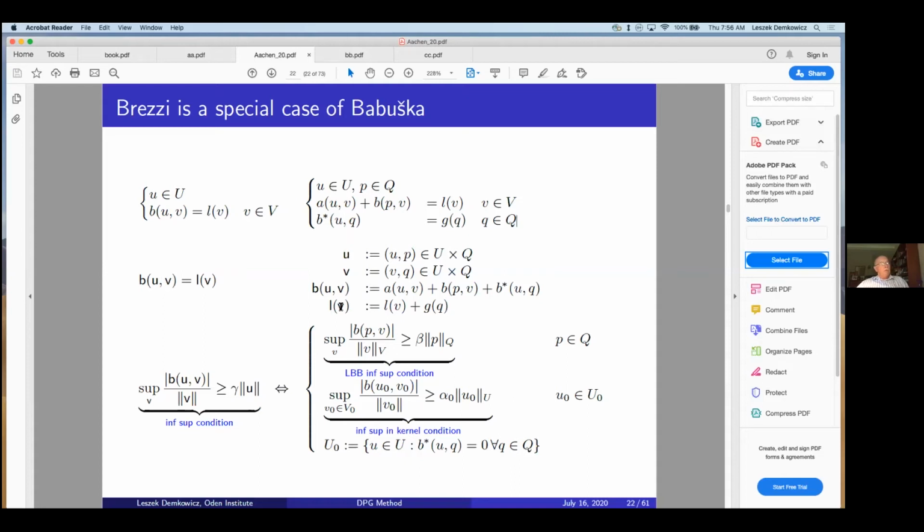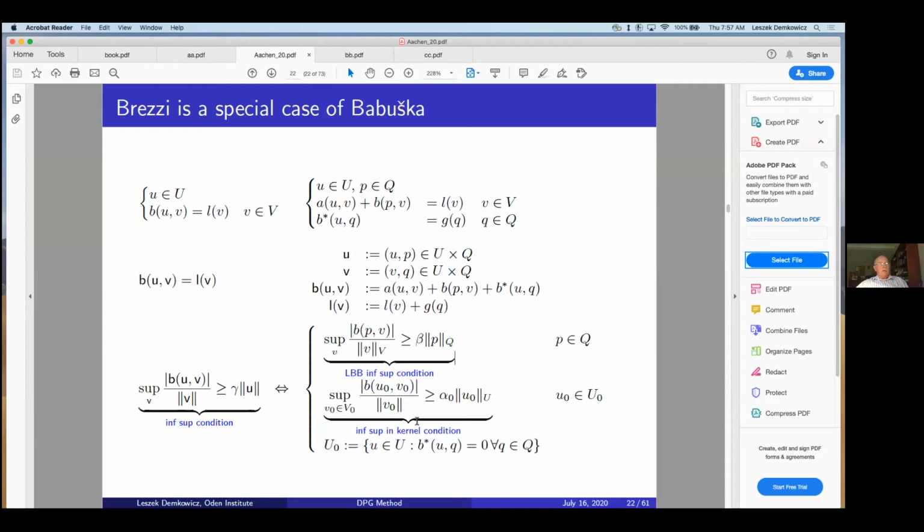the group variables. And then the single inf-sup Babuška condition turns out to be equivalent, this you will find in my book, it's a full equivalence to two inf-sup conditions of Brezzi. The first condition is known under the name of Ladyzhenskaya-Babuška-Brezzi condition, the famous inf-sup condition, and it relates the two spaces, V and Q. Here it is.